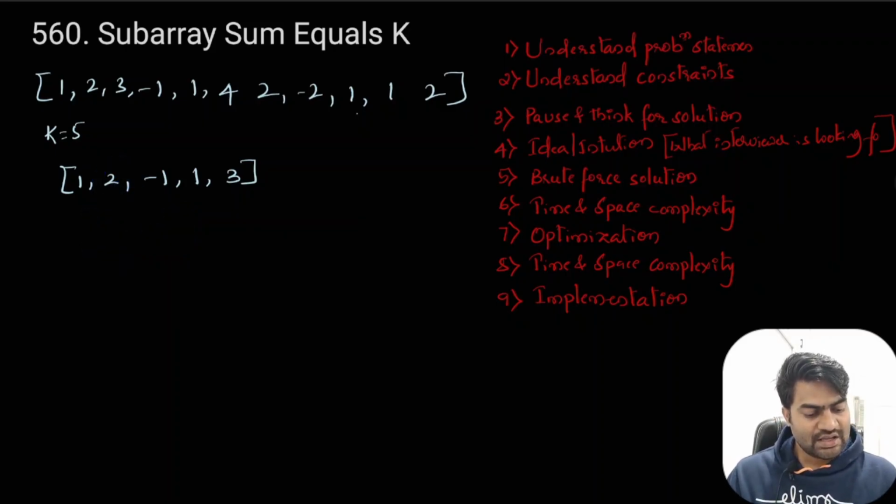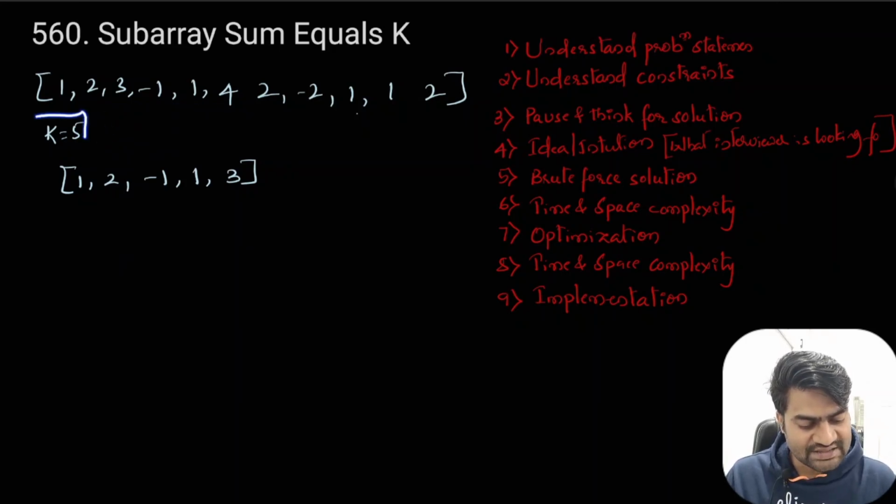Now they will give some k value, which is 5 in this particular example. We need to find the subarrays which add up to give this particular k value. Say for example here 2, 3 adds up to give us 5. Then if you see 1, 2, 3, minus 1, it adds up to give us 5. So we need to find such subarrays and return the total count of such subarrays. That is what this problem expects.